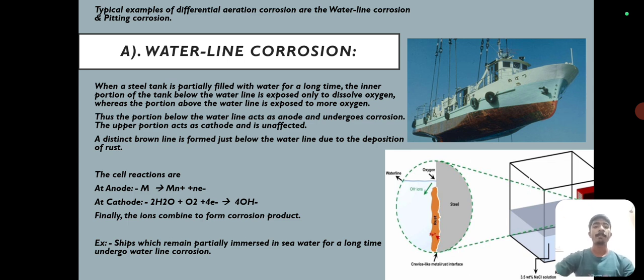and this is known as waterline corrosion. The cell reactions are: at anode, M gives rise to Mn+ plus n electrons. At cathode, 2H2O plus O2 plus 4 electrons give rise to 4OH-. Finally, the ions combine to form the corrosion product. Examples, the ships which remain partially immersed in seawater for a long time undergo waterline corrosion.